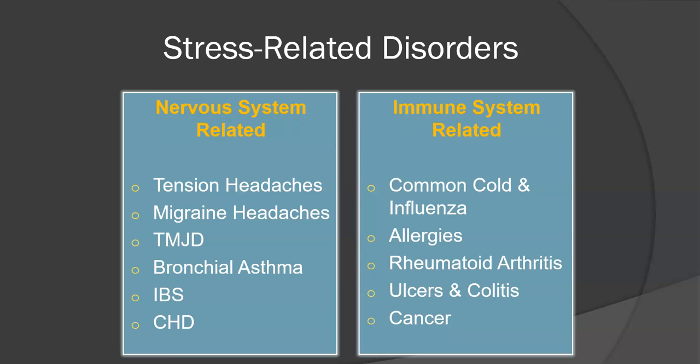Okay, so again, stress-related disorders, we categorize them as nervous system related or immune system related, and you have some examples here.